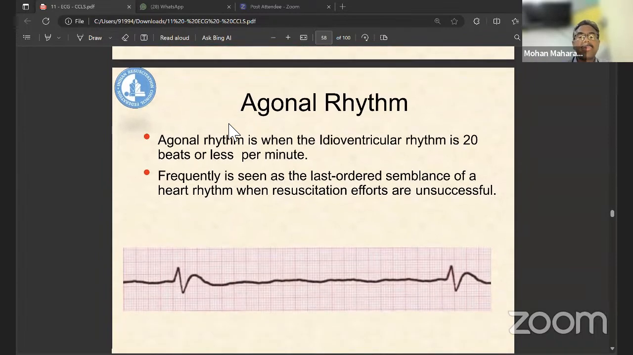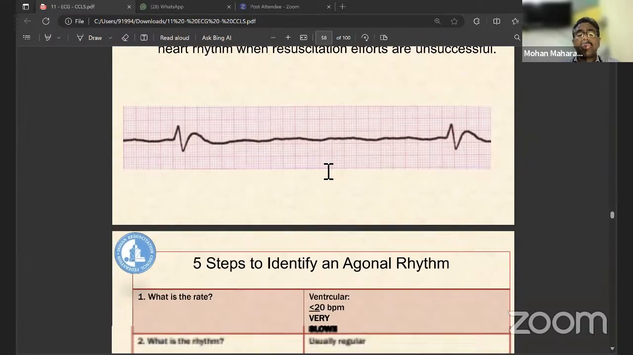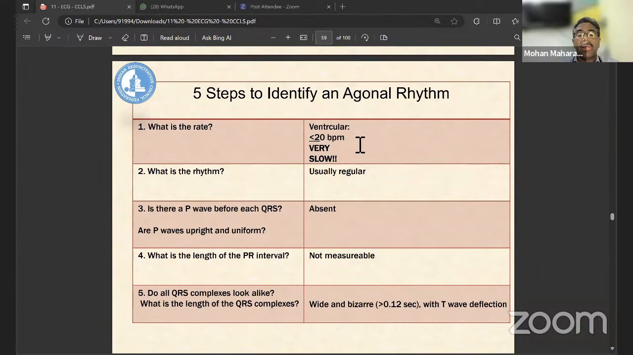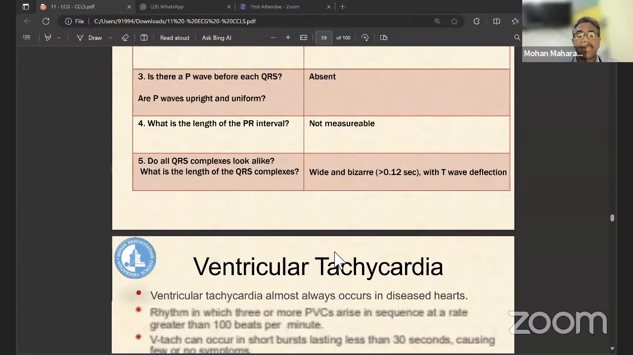Agonal rhythm is further worsening. It is when the idioventricular rhythm is 20 beats or less per minute. So these three things, agonal, idioventricular and accelerated idioventricular, are totally compromised. Again, same thing, very slow, and the same other features.